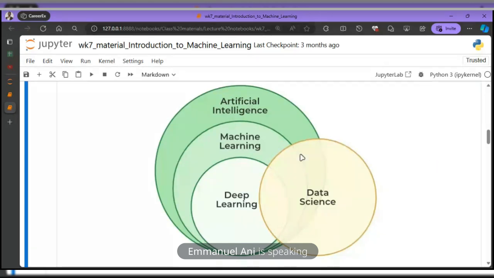All right. So this is the relationship between them. Data science takes from this field of AI, machine learning, and deep learning, and applies it to businesses.